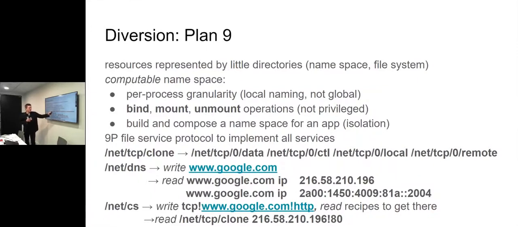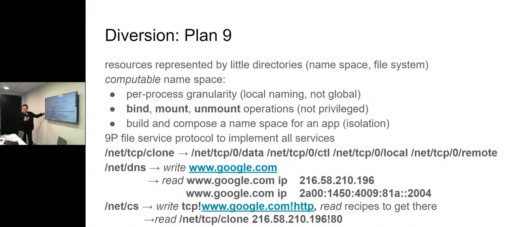And you have the data file, which you open and read and write to communicate with the thing on the far end. You have a control file into which you can write a connect request. This is all text messages into this one. So you say connect to this IP address and this port. And these two files are read-only files that show you which addresses correspond to the local address for the connection and the remote address for the connection. So that's the low-level network interface.